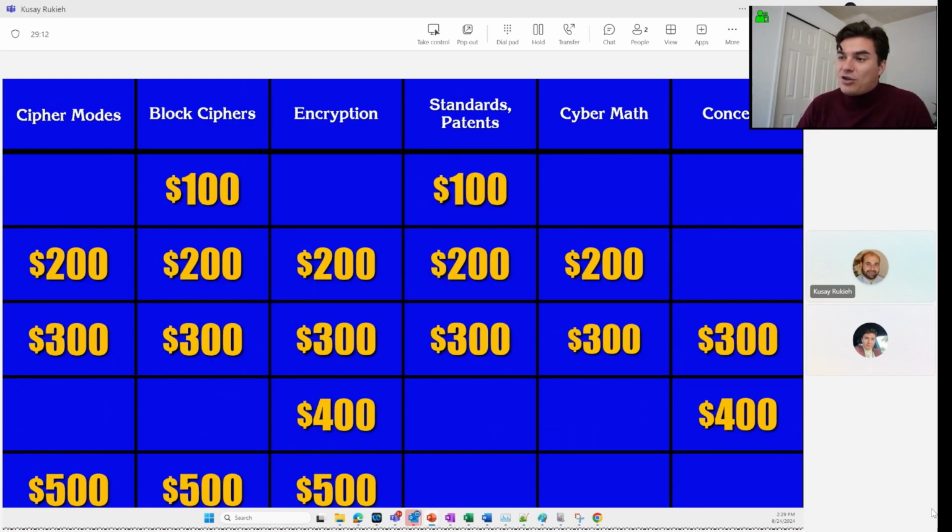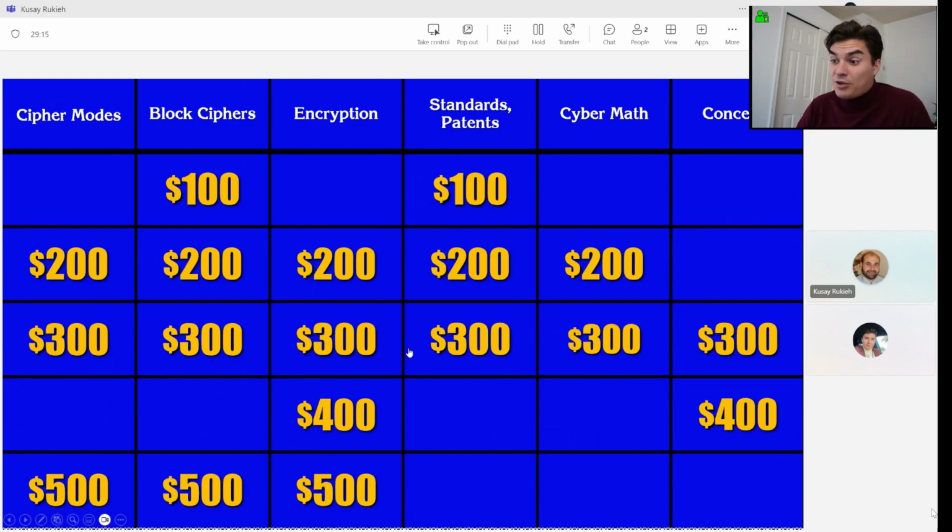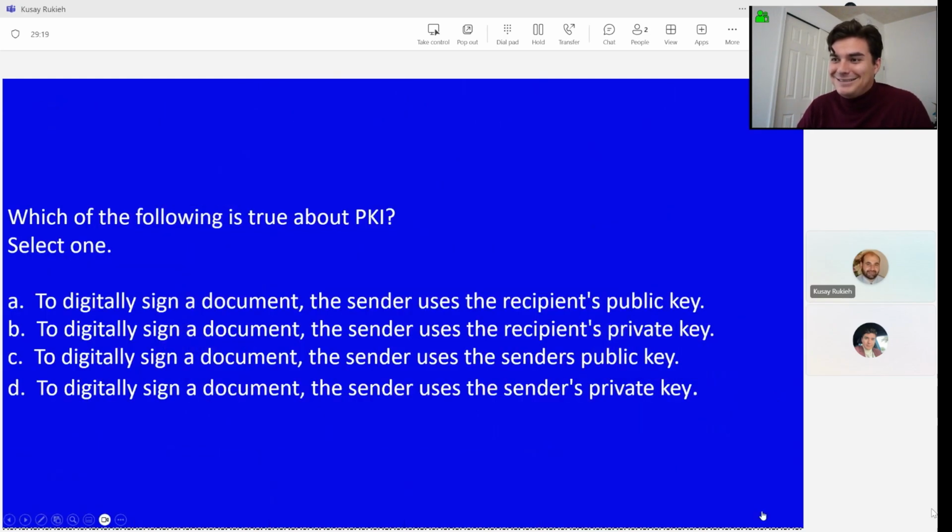So let's go with encryption for $500. Hey, you're going all the way out. What's the fine trouble about PKI? So, public key infrastructure. But here we're using what? DSA, digital signature algorithm. So we're using PKI to establish DSA.